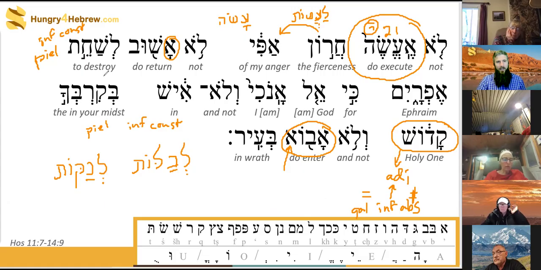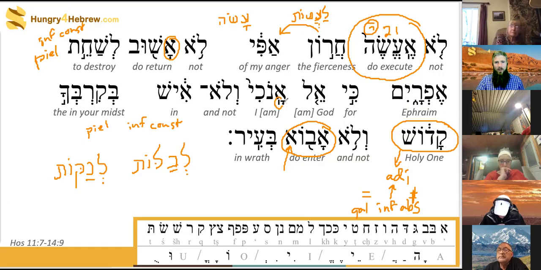Ephraim, lishachet means to bring to ruin or something like that, or bring to waste. Ephraim, so we're just going to call it destroy. There's like 10 words in Hebrew for destroy, right? To destroy Ephraim. Ki el anochi.